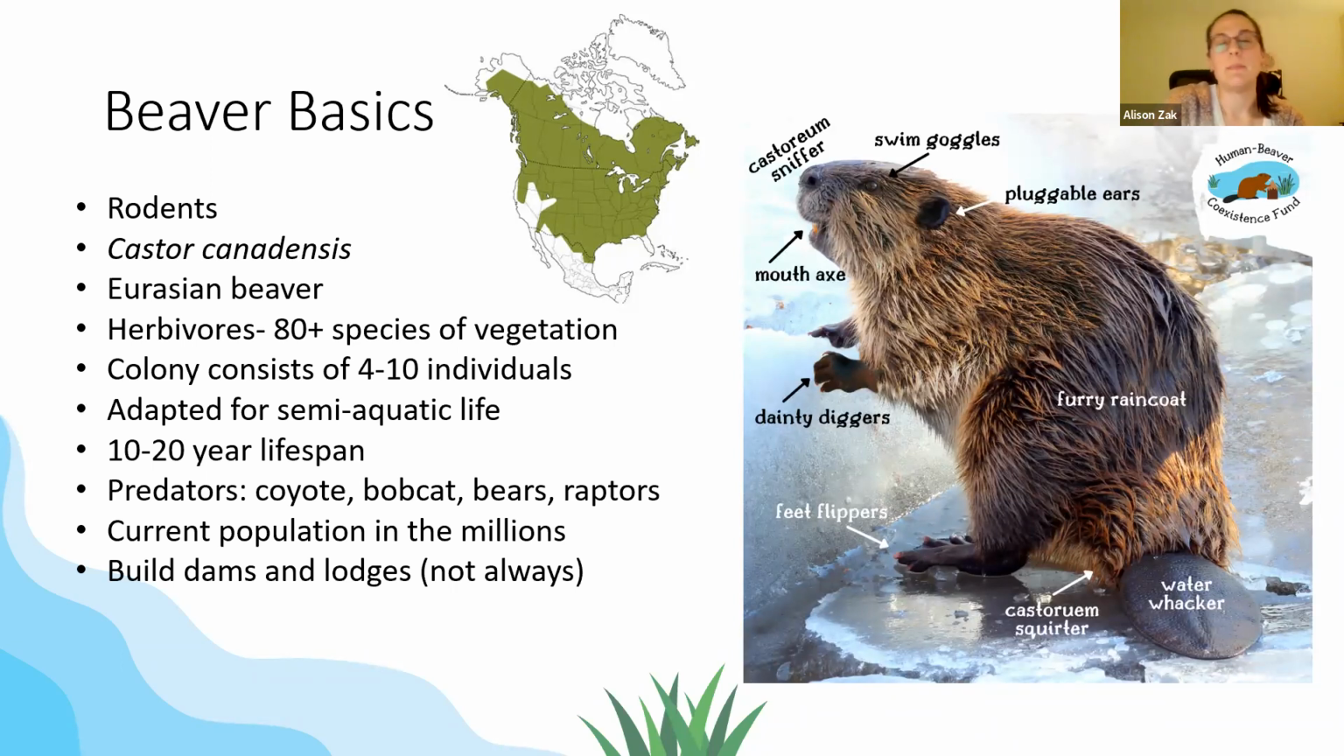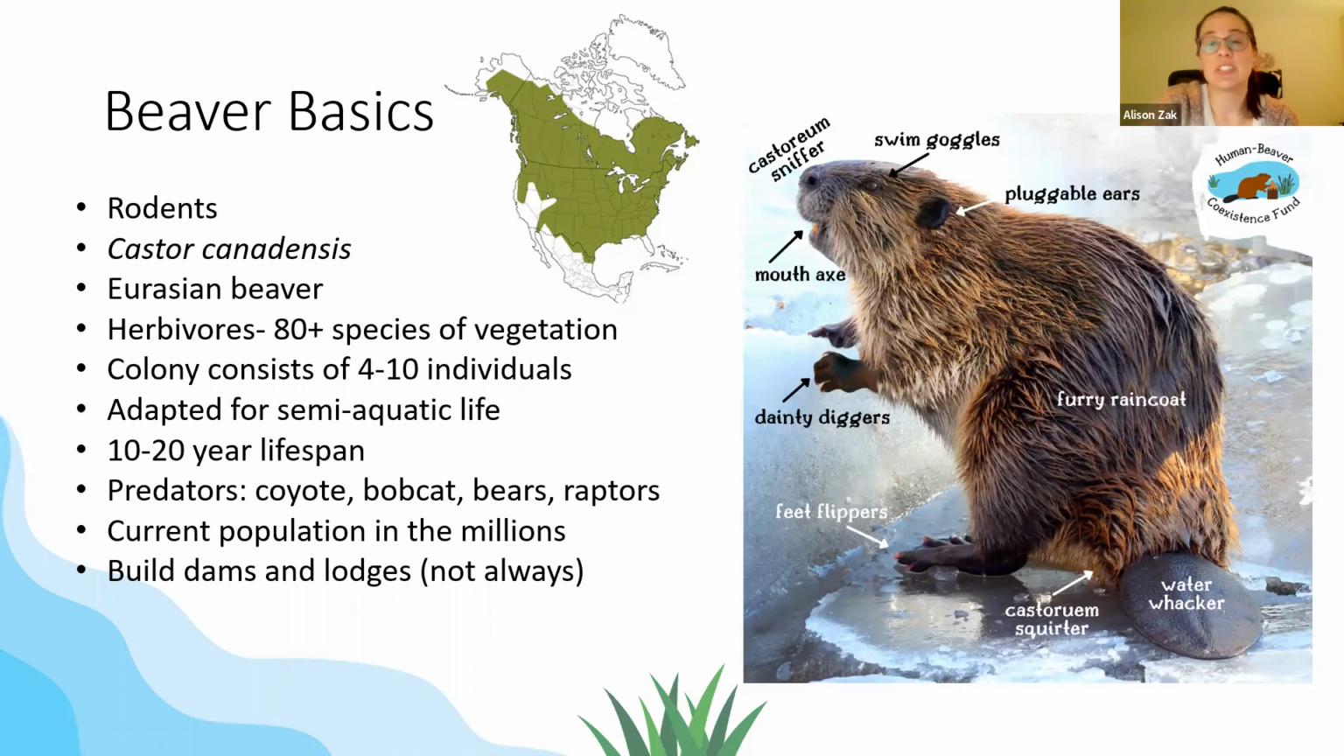Maybe coyote, maybe bobcat, maybe a hungry black bear. But the biggest threat, I think, are the larger raptors that can take baby beavers, which are called kits, from the water when they're still pretty young and buoyant and they haven't learned how to quickly dive out of the way. And their current population is somewhere in the millions, which I admit is very vague.